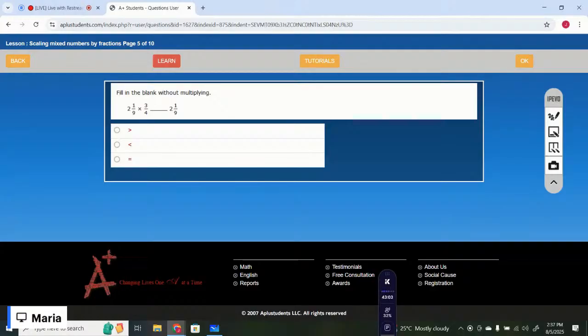2 whole 1 by 9 times 3 by 4. We need to compare it to 2 whole 1 by 9. 2 whole 1 by 9 times 3 by 4 is less than 2 whole 1 by 9. Option number 2 is the correct option.